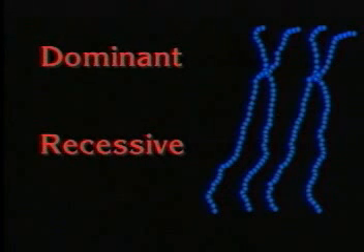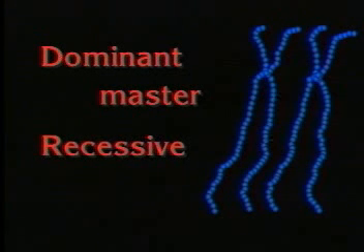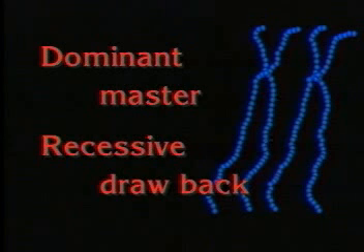Mendel then realized genes pair up, and the resulting trait or characteristic is determined by which gene is dominant or recessive. Mendel picked these terms to describe genes because of their Latin derivation. Dominant comes from a Latin word that means master, and recessive comes from a Latin word meaning to draw back.